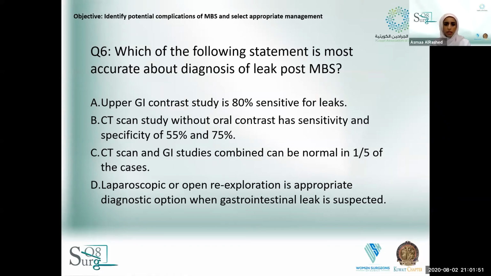Which of the following statements is most accurate about diagnosis of leak post-metabolic surgery? Or we can say post, for example, Roux-en-Y gastric surgery. A, upper GI contrast study is 80% sensitive for leaks. B, CT scan study without oral contrast has sensitivity and specificity of 55 and 75%. C, CT scan and GI studies combined together can be normal in 1/5 of the cases. Or D, laparoscopic or open re-exploration is an appropriate diagnostic option when leaks are suspected.